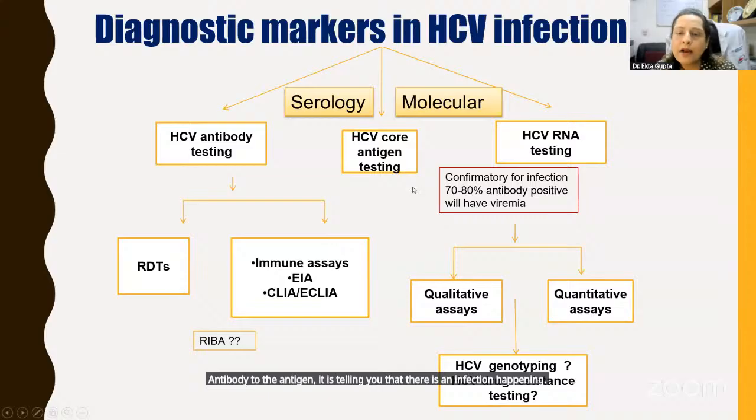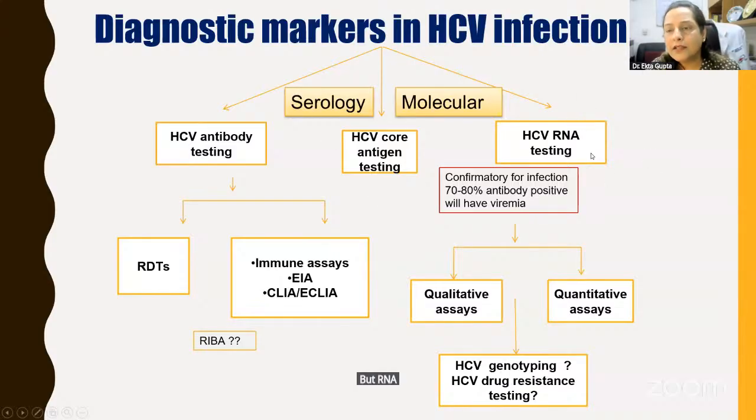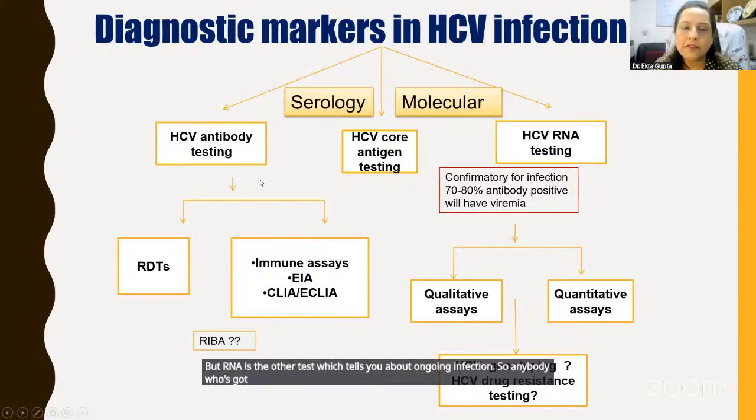Core antigen is a marker which is coming up, but not done, not available also. It's available as a CLIA platform. But RNA is the other test which tells you about ongoing infection. So anybody who's got antibody to HCV positive, do an RNA. All RNA positives need to be put onto the treatment.